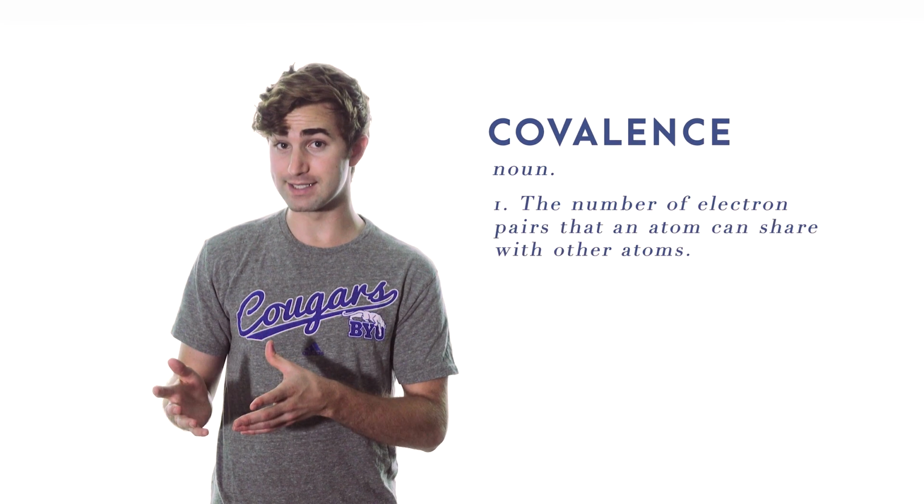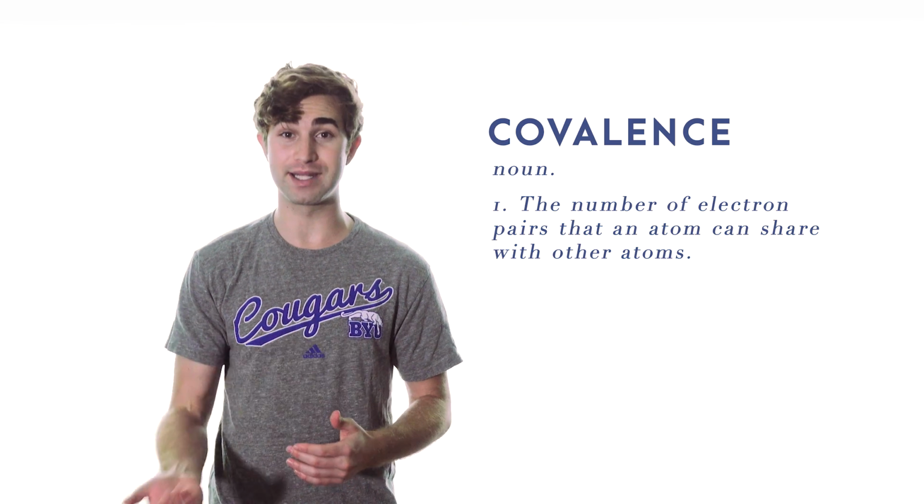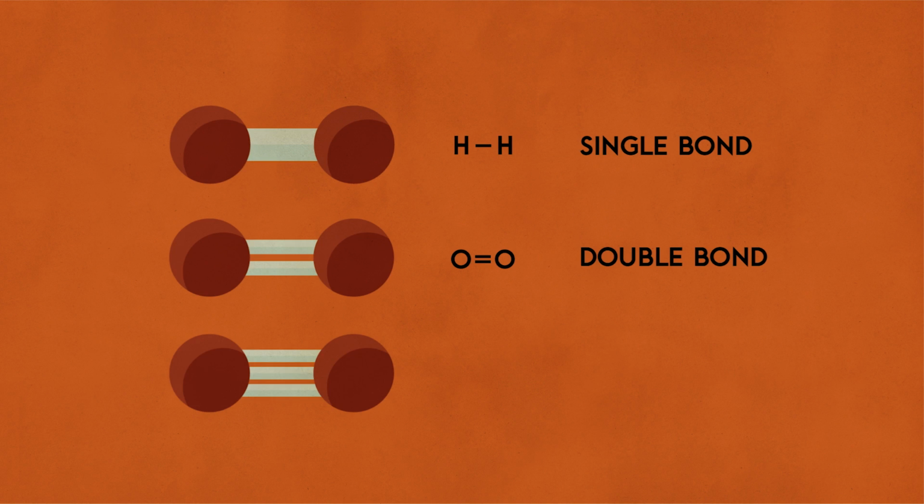The Latin roots for covalence mean shared valence or shared strength, which is great because sharing electrons is what gives covalent bonds their strength. Covalent bonds always share electrons in pairs. Single bonds share one pair, double bonds share two pairs, and triple bonds share three. Quadruple bonds are rare. There's just not enough room between atoms to share that many electrons when they're close enough to bond.